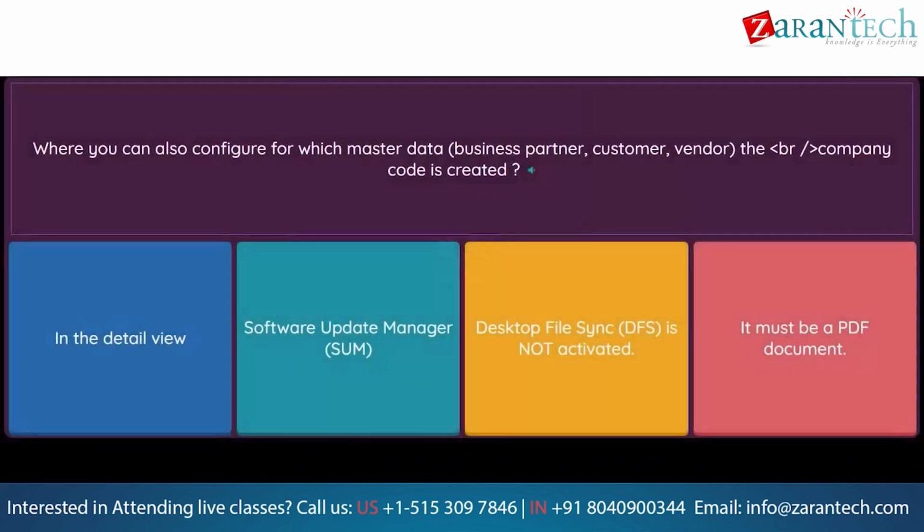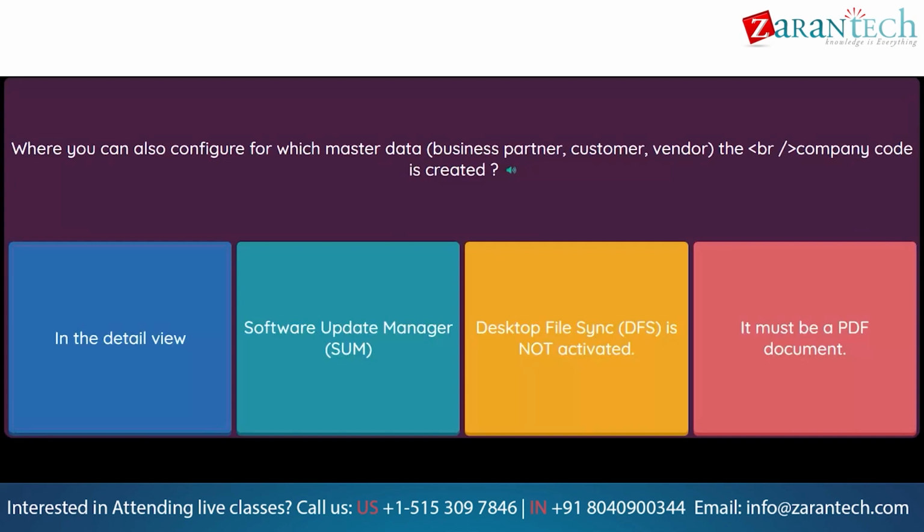Question, where you can also configure for which master data, business partner, customer, vendor, the company code is created. Option 1, in the detail view. Option 2, software update manager, SUM. Option 3, desktop file sync, DFS, is not activated. Option 4, it must be a PDF document.